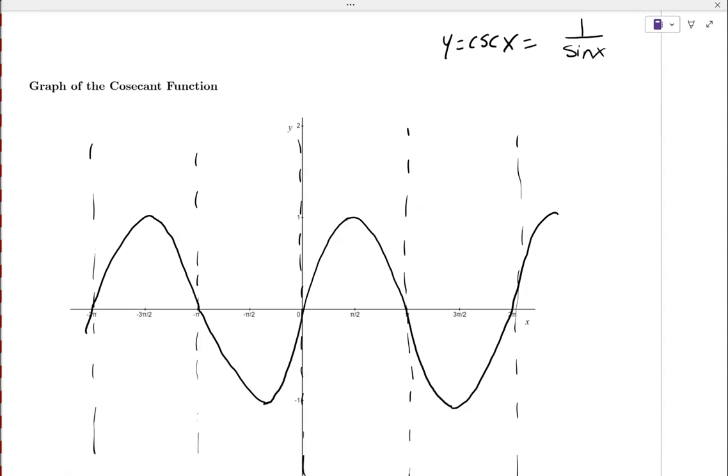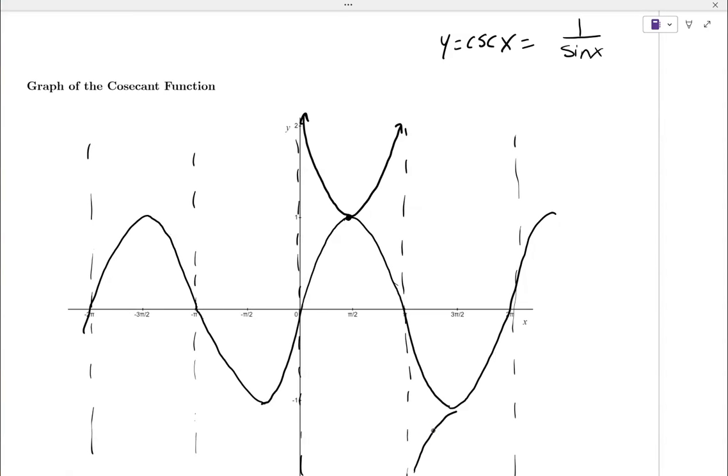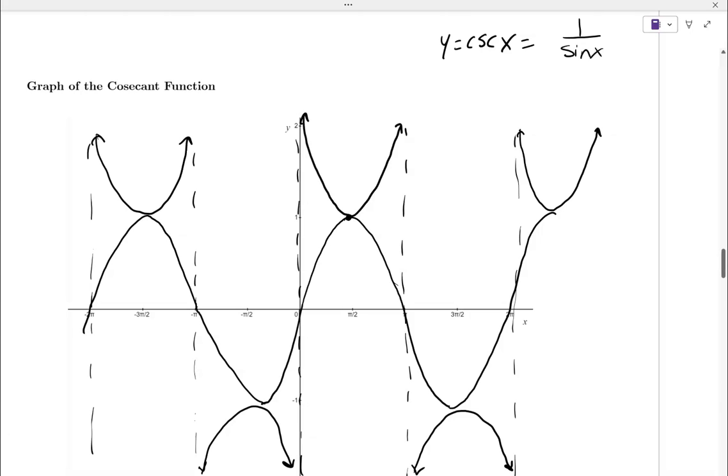And then just like what we did for secant, we're going to have the U shape going up, right? Because as the sine gets smaller, cosecant gets bigger. We'll have a part down here in the negative, part up here in the positive, down here in the negative, positive. Again, the sine graph is just in there for a helper. The actual graph are your little U-shaped pieces there, right?